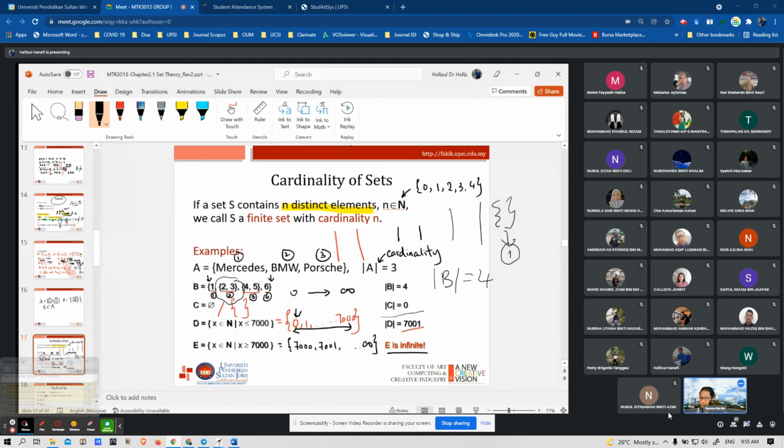And then for D, if we count n, x is less than or equal to 7,000, because the natural numbers start from 0 and go until 7,000. For the elements, we have 7,001. And then for this one, n is greater than or equal to 7,000. E is infinite.